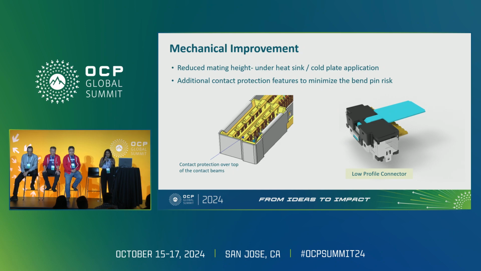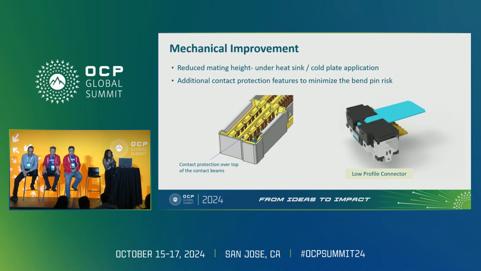So we discussed several signal integrity enhancements. Let's look at some of the mechanical improvements that could enhance a Gen 7 connector. Firstly, we need to make design changes to reduce the mating height of the connector. This is extremely important because this allows us to position the connector very close to the chip, mainly in applications like under a heatsink or a cold plate.